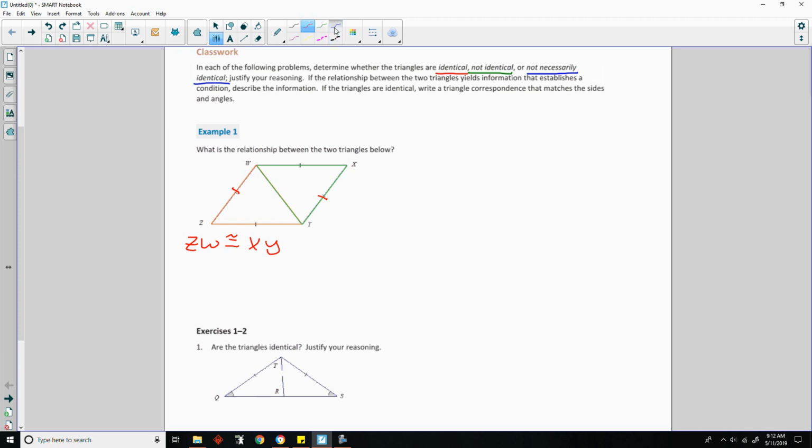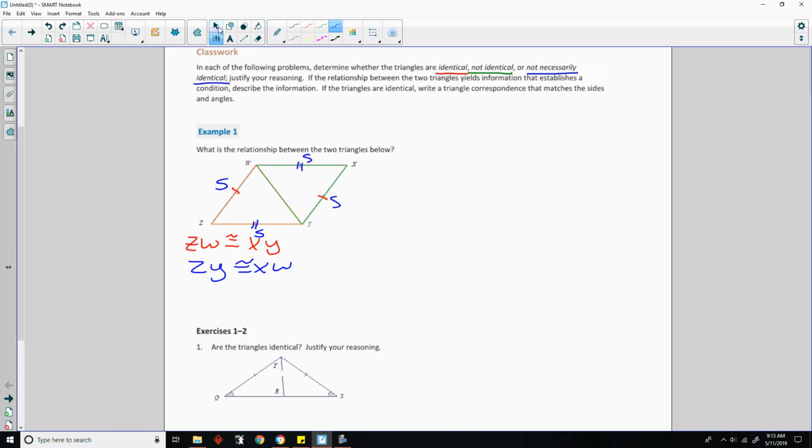And then I can also see that, it's hard to see in this video, but this was 2 marks. And this is 2 marks. Which means side ZY, this side, is congruent to side XW. So I have 2 sides congruent to 2 sides. So far I have a side and a side. Over here I have a side and a side.